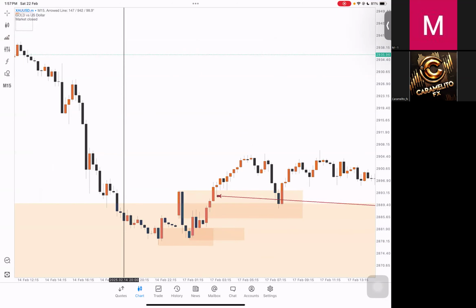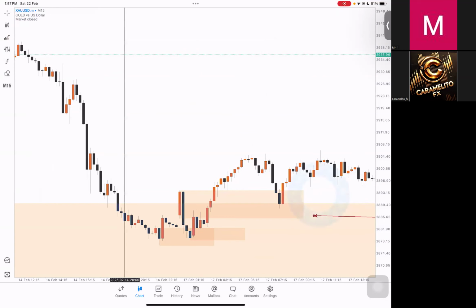You can enter, but be careful. I told you, when they pull back with a shadow, sooner or later it's going to pull back with a body candlestick. This is a perfect place for you to enter. This is a perfect place for you to enter for buying.